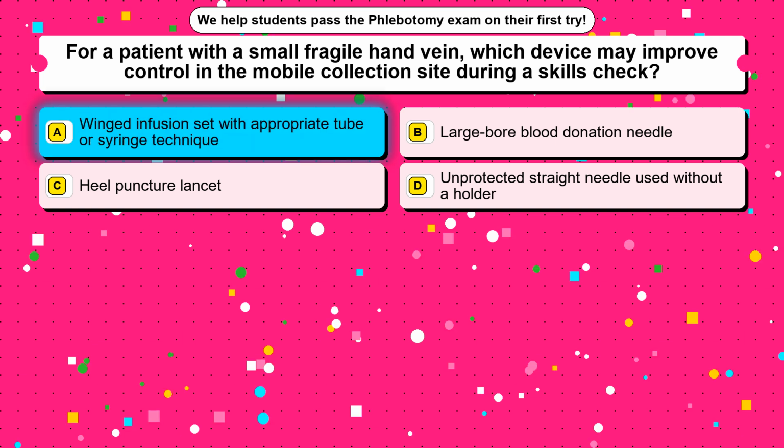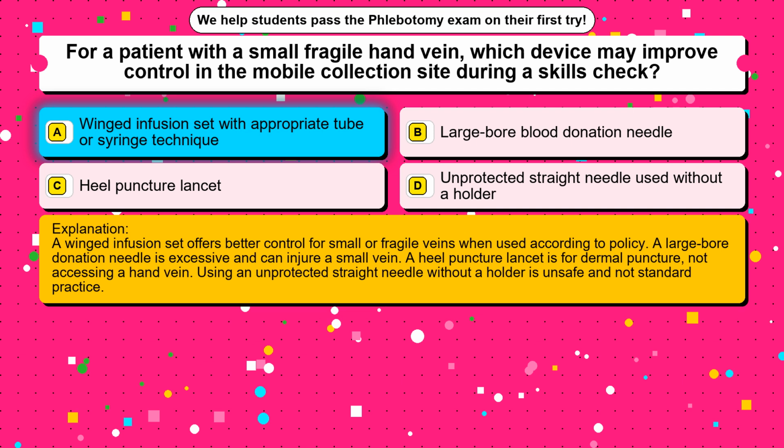The correct answer is option A. Winged infusion set with appropriate tube or syringe technique. A winged infusion set offers better control for small or fragile veins when used according to policy. A large bore donation needle is excessive and can injure a small vein. A heel puncture lancet is for dermal puncture, not accessing a hand vein. Using an unprotected straight needle without a holder is unsafe and not standard practice.